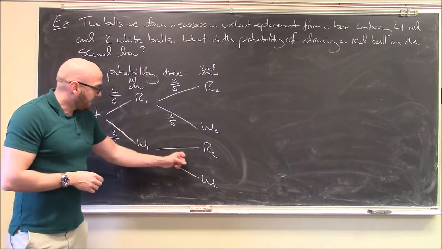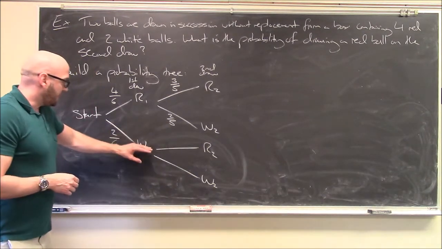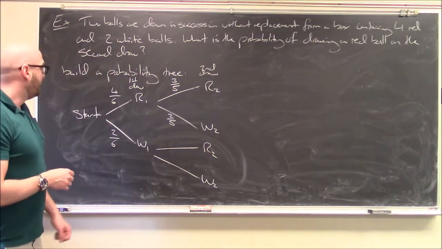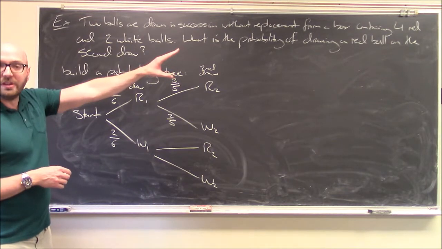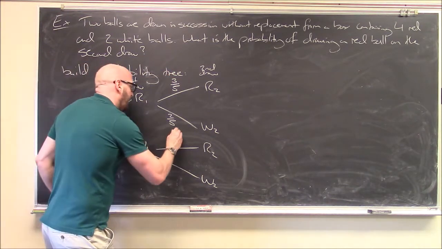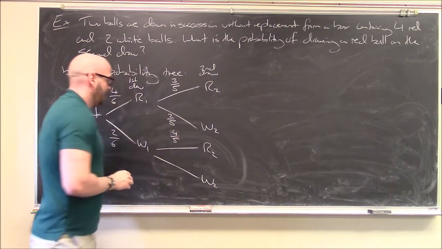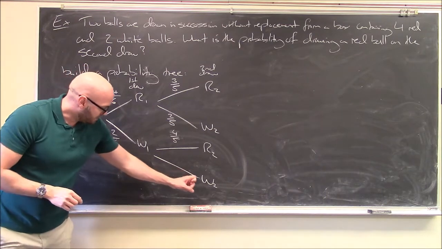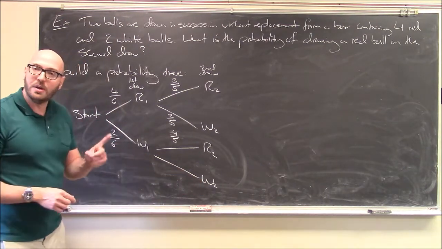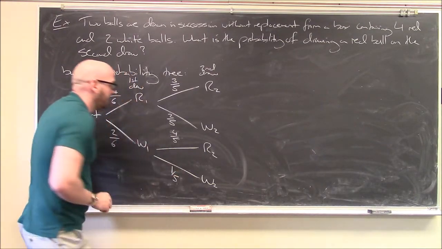Now we would play the same game down here. I'll label each of these branches with the probability. If I drew a white ball out, what's the probability of drawing a red ball the second time? Well, there's still 4 red balls in there and only 1 white ball left, right? So this would be 4 out of 5. And the probability of drawing a white ball the second time, there's only 1 white ball left in the box out of 5 balls total, so this is 1/5.